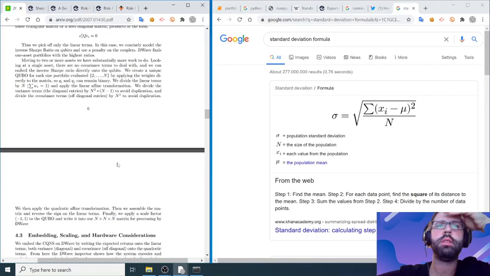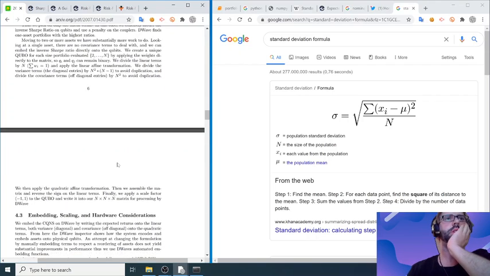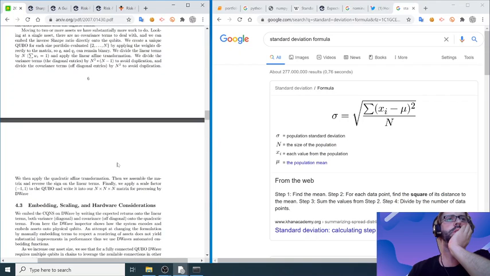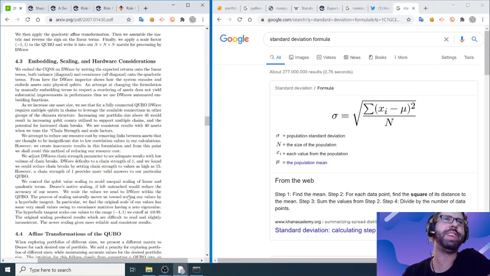I guess they're talking about a QUBO matrix, right? The QUBO matrix. And reverse the sign on the linear terms. Finally, we apply a scale factor to the QUBO and write it into our n times n matrix for processing by D-Wave. Like an example would help, actually.